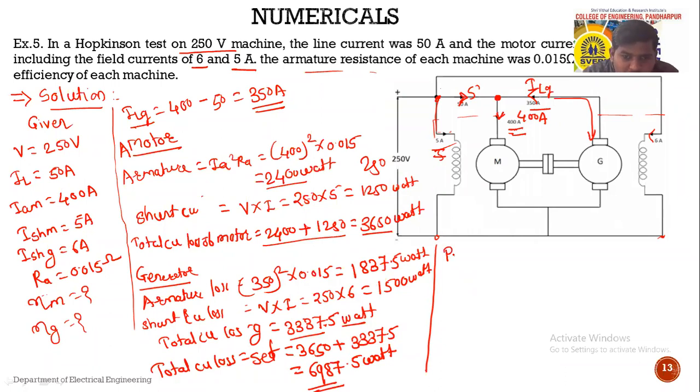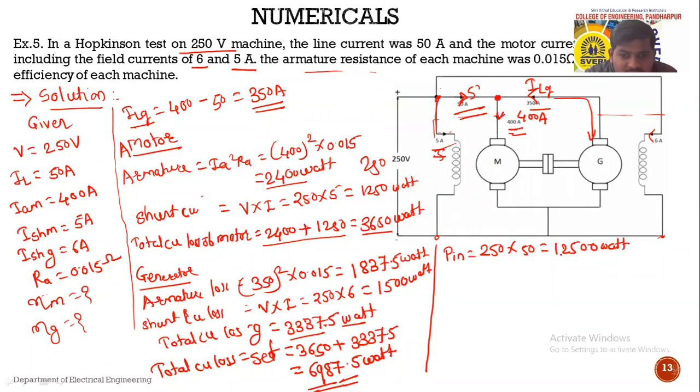सो नो लोड पॉवर इनपुट P इनपुट इज इक्वल्स टू व्होल्टेज 250 इंटू नो लोड करंट, इट इज इक्वल्स टू 50 एम्पियर. ओके, 250 गुणिले 50 किती येईल? 12,500 वॅट, राईट? ओके. आता याच्यामधून जर हे लॉसेस मायनस केले तर कॉन्स्टंट लॉसेस मिळतील.